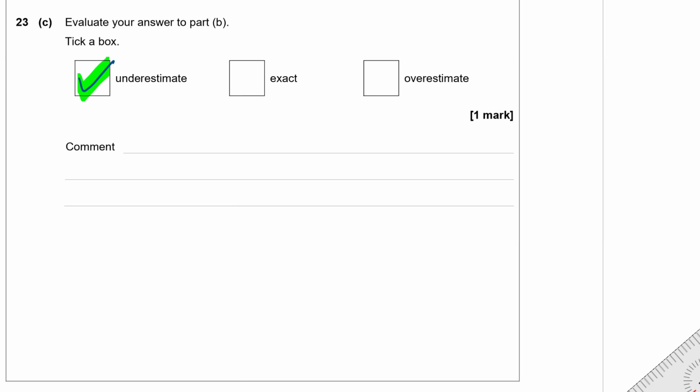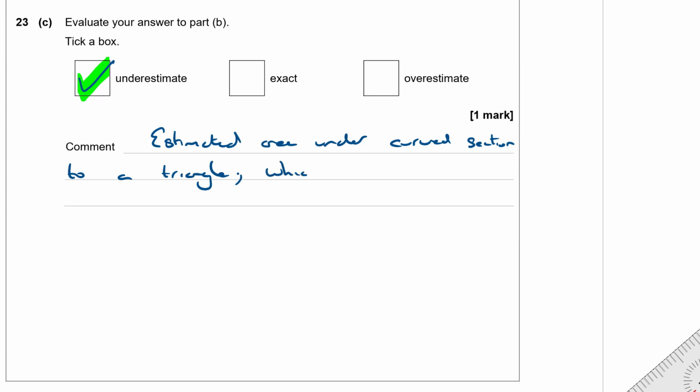We need to write a comment with that, so what did we do? We estimated the area under the curved section to a triangle, which was less than the area under the curve. Okay.